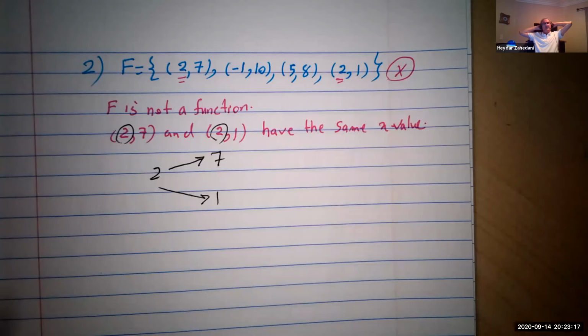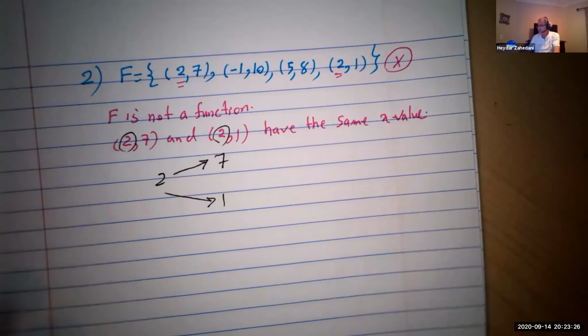Since it's not a function, we don't care. We don't determine the domain and the range. Of course, it's a relation, but it's not going to be a function. Question?